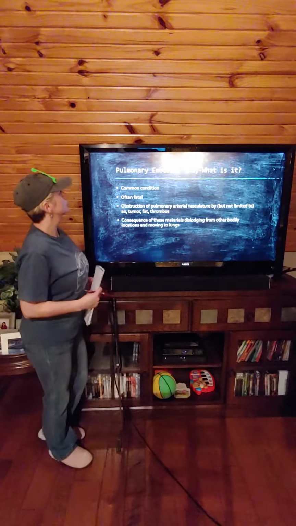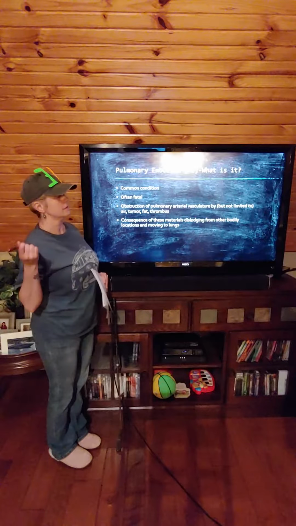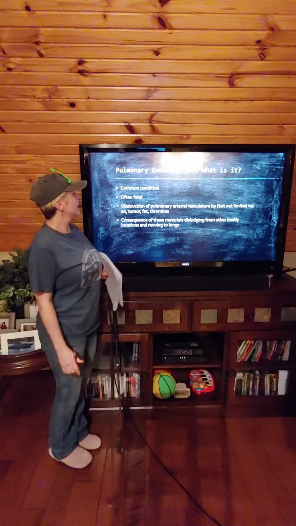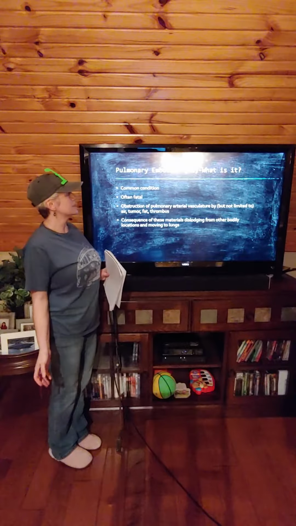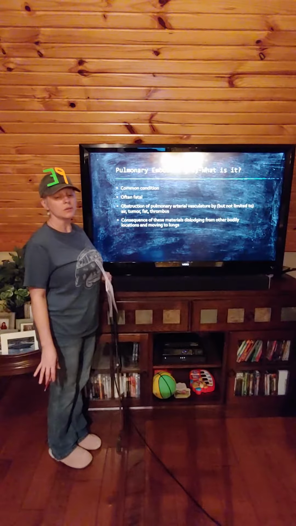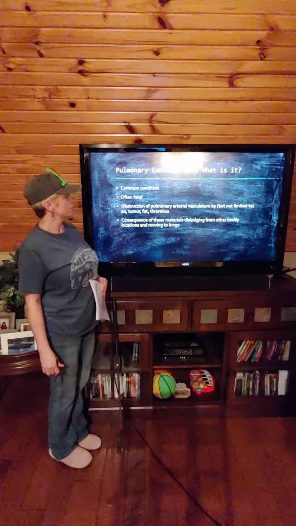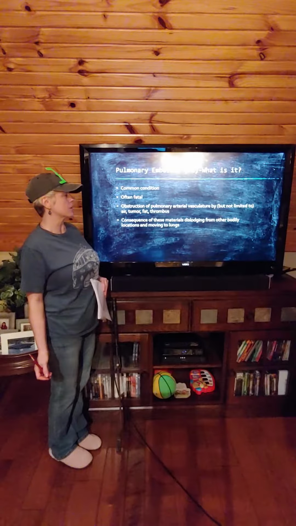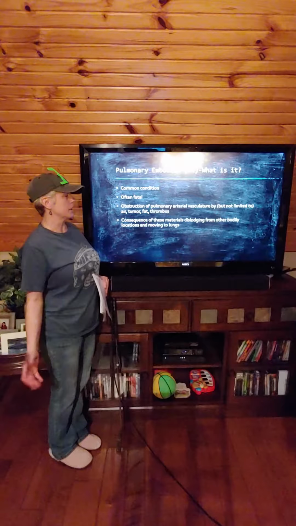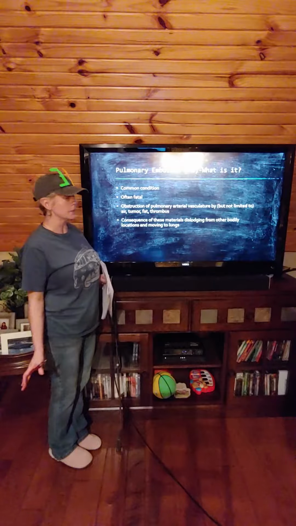Okay, next page. So pulmonary embolism, abbreviation PE, or 39, you can look at my hat. What is it? It's a fairly common condition. It is often fatal, which is not good news for whoever may have it. It's an obstruction of the pulmonary arterial vasculature, but not limited to that. There can be other things.